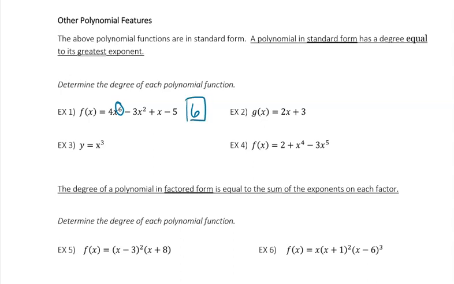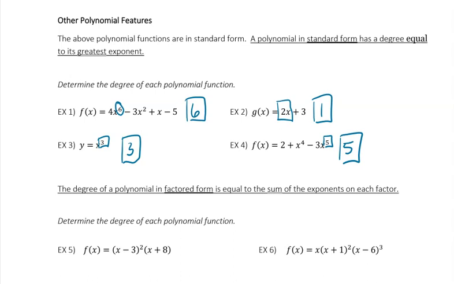For example 2, the highest exponent is just x, which would be x to the first, so the degree is 1. Third example, there's only one term, so that's the highest, so it would be 3. And then for example 4, don't be fooled because they're not in order. The degree is always just the highest one, so this one would be degree 5.